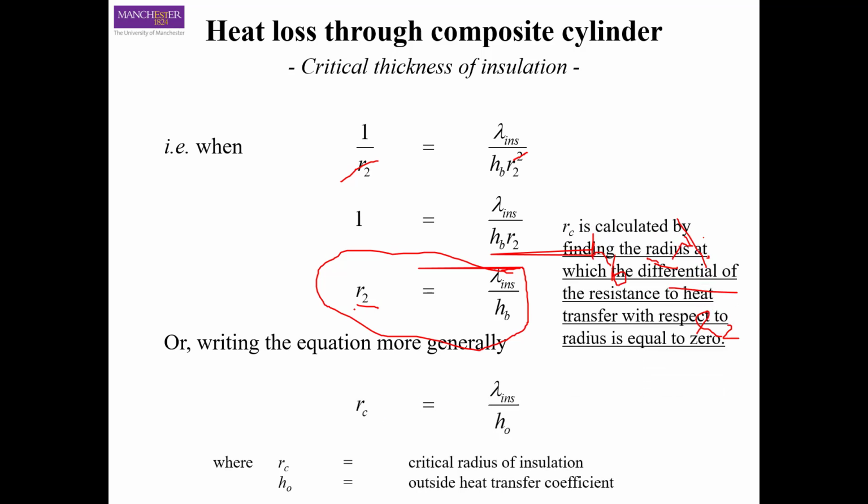So here, obviously, in this system, R2 was a parameter that was given, but we can generalize this equation as, for a cylindrical system, RC is equal to lambda of insulation divided by H node. So lambda of insulation is the thermal conductivity of insulation, and H node will be the outside heat transfer coefficient. Okay, and once you control RC, you can control H node.